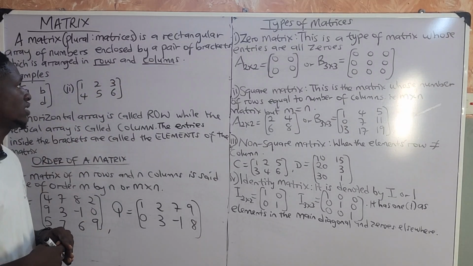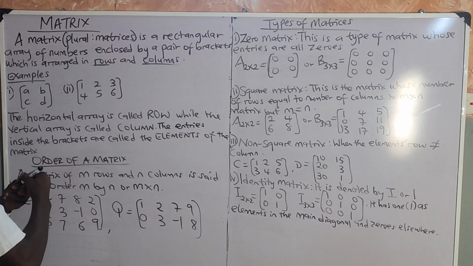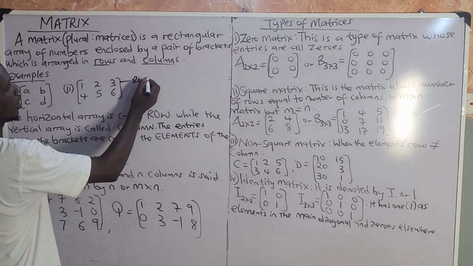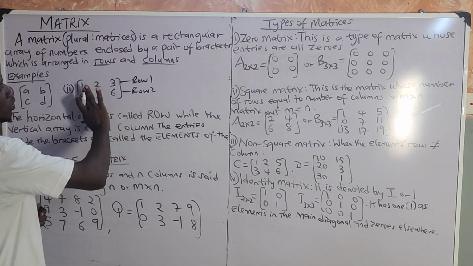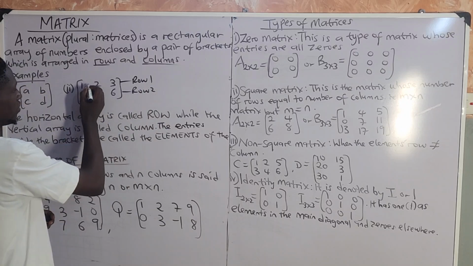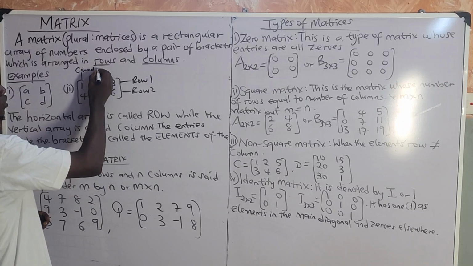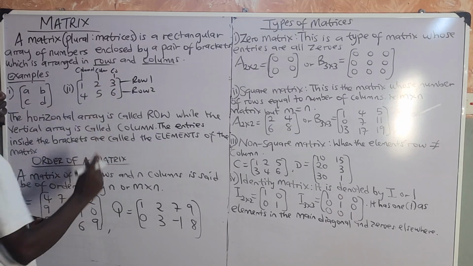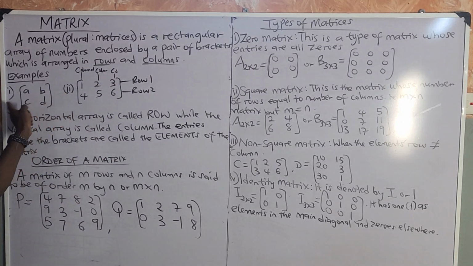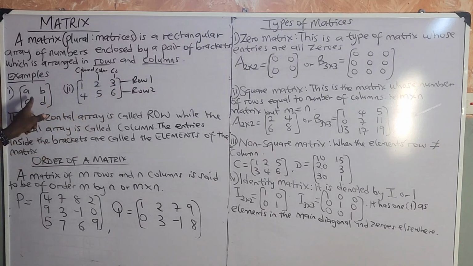There's something important they said here: rows and columns. So we have the horizontal array. For example, this is row 1, this is row 2. When you are arranging, you can see this is horizontal, it is for rows. Then the vertical is for columns. So this is column 1, column 2, and column 3. So here is row 1, row 2, column 1, column 2. So this one has 2 rows and 3 columns. This one has 2 rows and 2 columns.